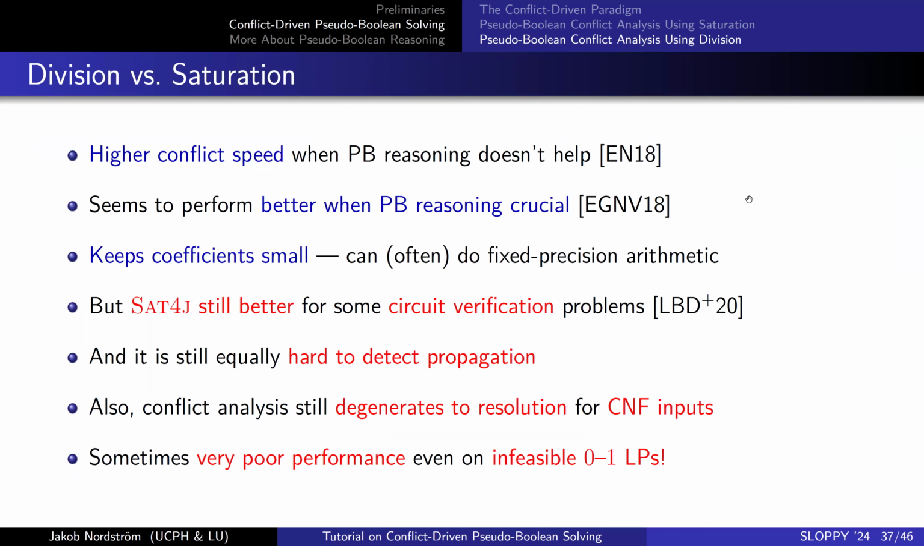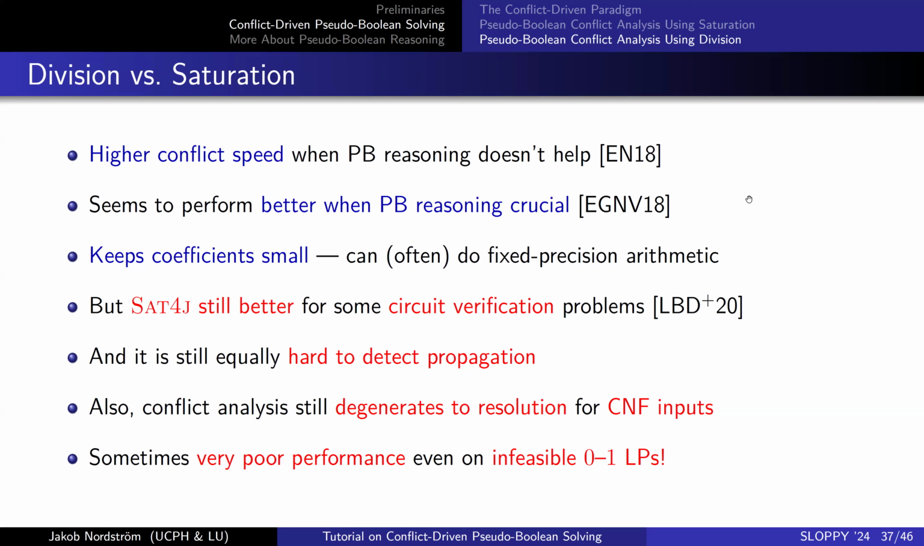Okay, what can we say about division versus saturation? We can say that when pseudo-Boolean reasoning is not paying off anyway, then we were processing the conflicts faster in rounding SAT than compared to, for instance, SAT4J. When pseudo-Boolean reasoning helps, our conflict analysis becomes slower, but it seems to pay off.